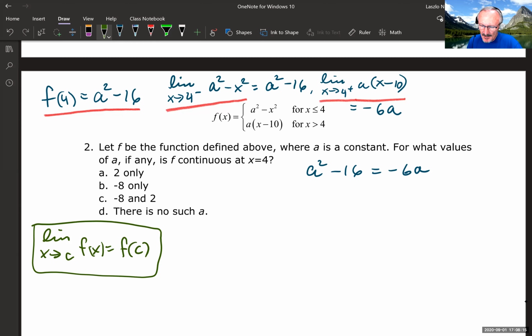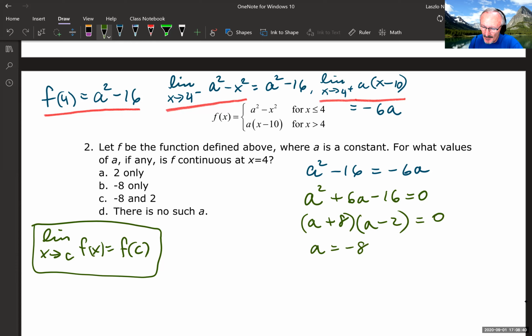We have, okay, so this is a quadratic. Let's actually go ahead and solve this. a squared plus 6a minus 16 equals 0. We're back in our algebra days, and I believe we can factor this with relative ease. So a plus 8, and then we have, let's see, a minus 2 equals 0. What do we get? a is equal to negative 8, and a is equal to 2.